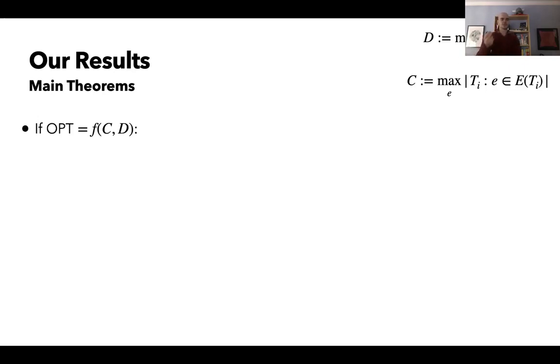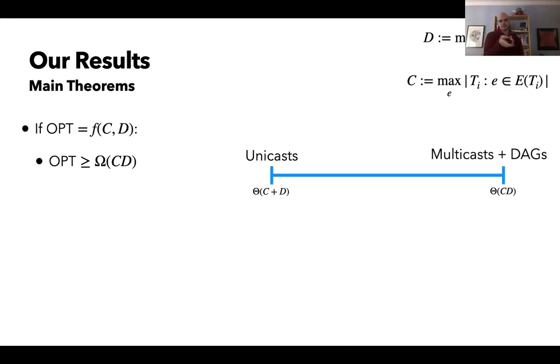So if you just want to understand the length of a schedule as being a function of the congestion and dilation, what we show is that for simultaneous multicasts, the length of the optimal schedule is always at least C times D. So this matches the trivial upper bound of C times D, which I laid out using meta rounds. If you plot the complexity of these scheduling problems on a line, on one side you have unicasts, which always require C plus D, and that's tight. On the right side, you get multicasts and DAGs, which always require and can be scheduled using C times D. And this lower bound of C times D actually wasn't even known for the DAGs case before our paper. Okay.